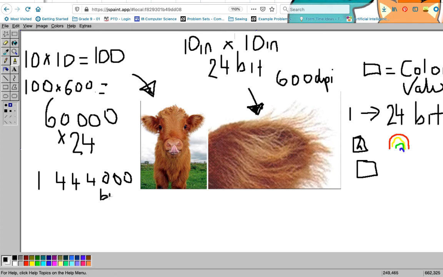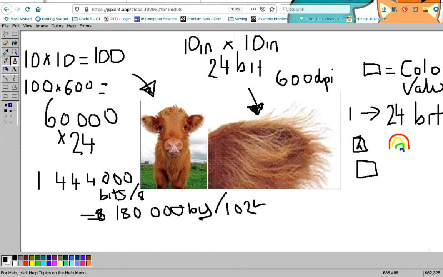Now you think this is a lot, but this is bits, so it's single ones and zeros. The first thing we need to do is divide it by 8 in order to get it into bytes. So that gives me 180,000 bytes. That's still way too big to be talking about a picture. So the next thing I do is I divide it by 1024 in order to get it into kilobytes. That means we have 175 kilobytes, so it's actually quite a small picture.